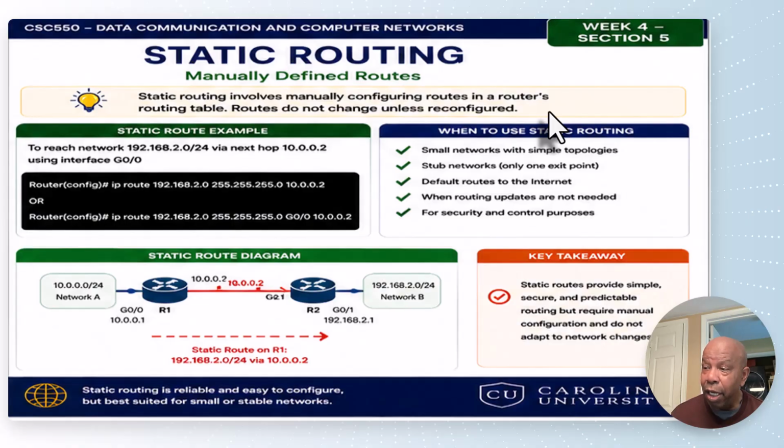It's used when routing updates are not needed, which means I'm in a situation where I don't think I'm going to have to worry about changing which hops I go to. And then for security and control purposes, you might want to put a static route on the table that is basically etched in stone as to how I'm going to get from point A to point B. Static routing.